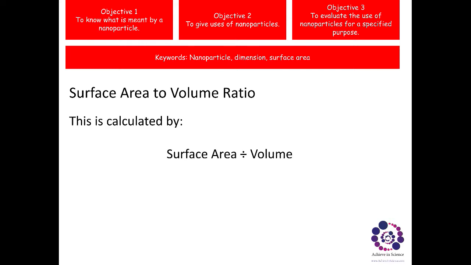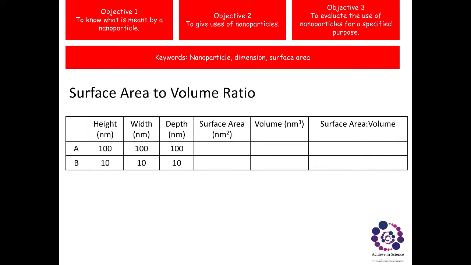The surface area to volume ratio can be calculated via the surface area being divided by volume. We take these examples. If we have two cubes, A and B, where the height, width and depth are all identical, where A is 10 times bigger than B. If you pause the video now, try and work out the surface area, the volume, and then the surface area to volume ratio for both of these cubes. The answers are then shown on the screen.